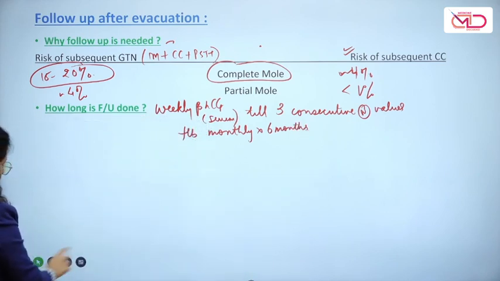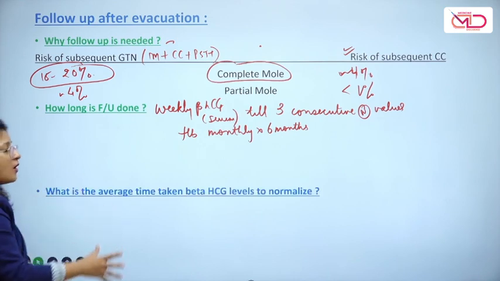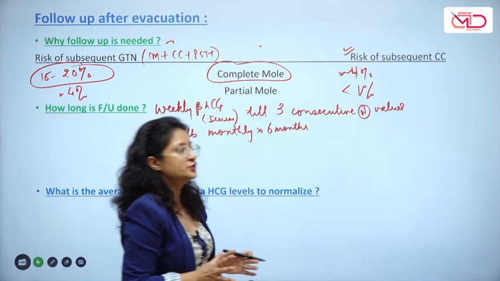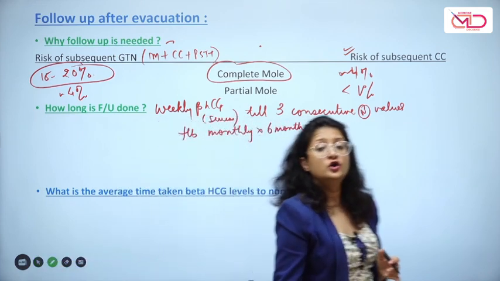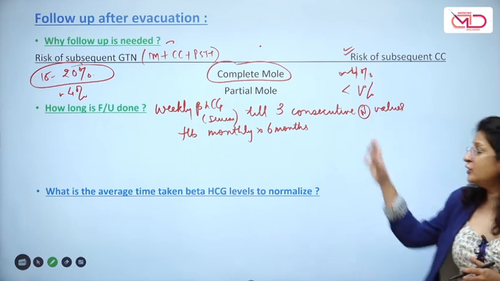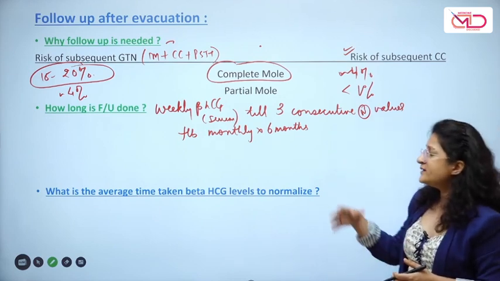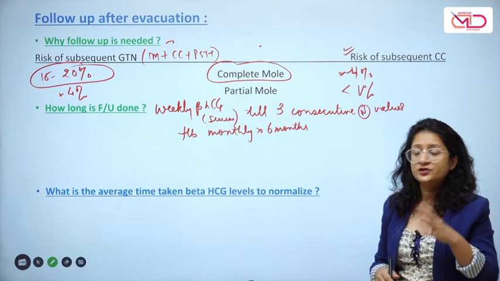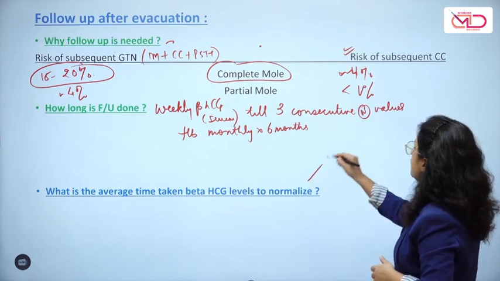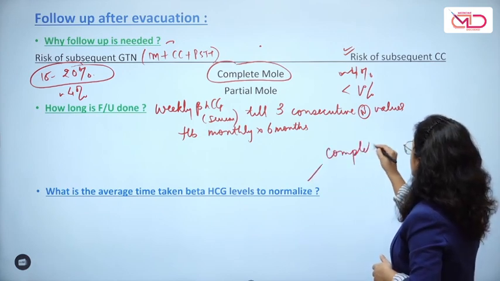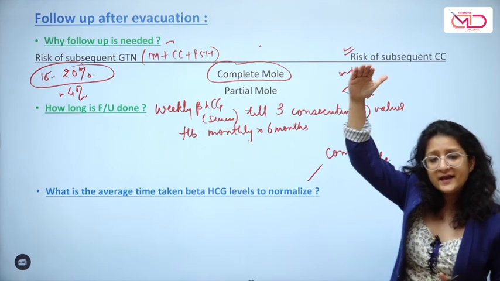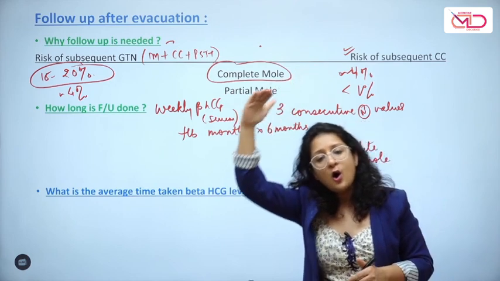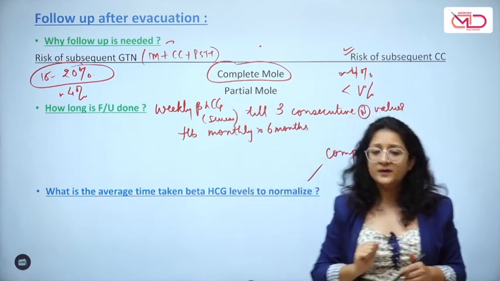Now the next question that arises is how long does it take on an average for beta HCG to become normal? Okay, it's a long follow-up, but what are you expecting? What is the average time taken for beta HCG to normalize? Well, with complete mole, understand, very simple. Higher the beta HCG level to begin with, the longer it will take to normalize.